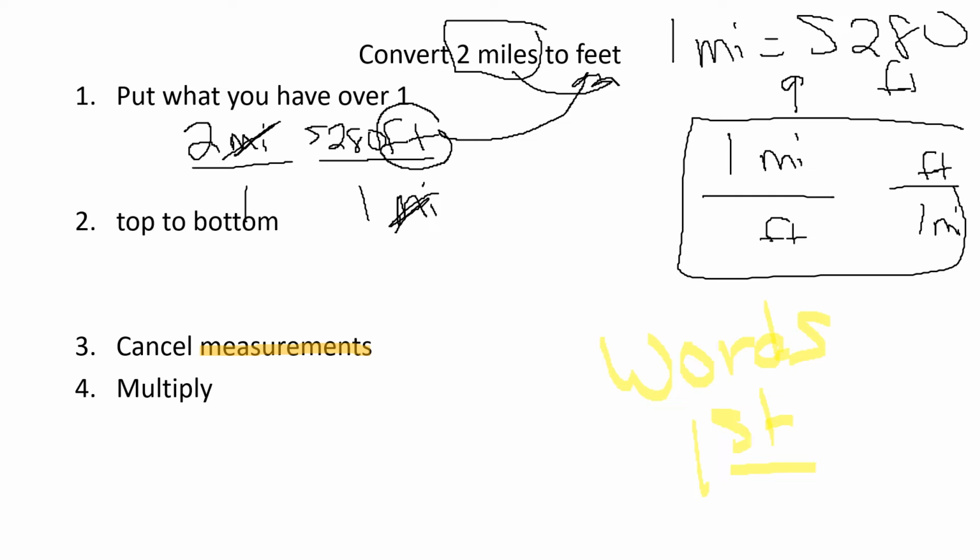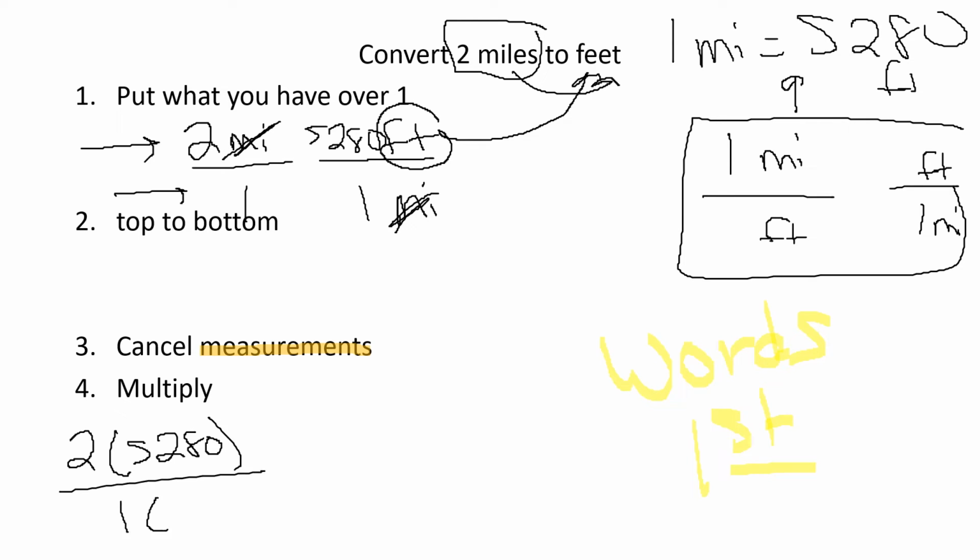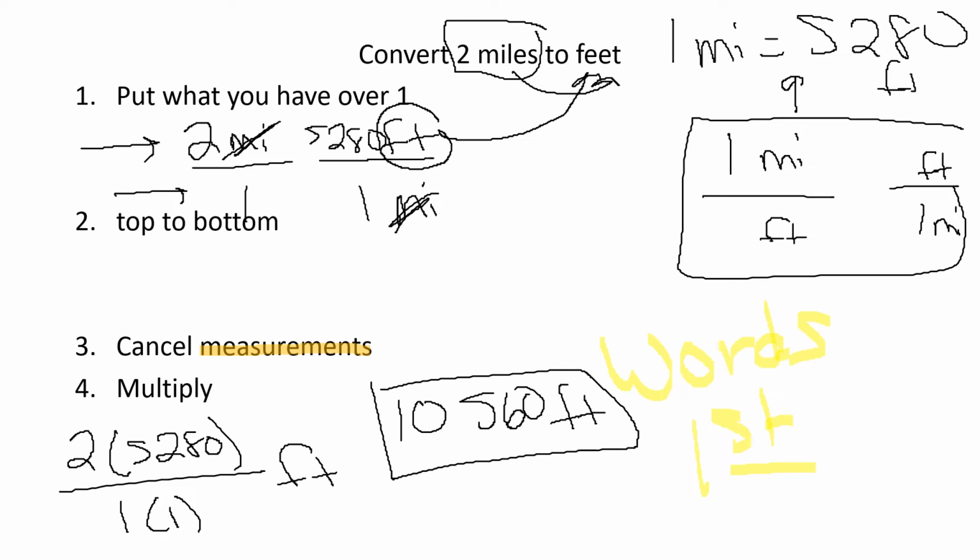Step 4 is to multiply. Top times top, bottom times bottom. 2 times 5,280 over 1 times 1, and my measurement that I'm left with is feet. I can't do that math in my head. I mean, I could do 1 times 1 in my head, but 2 times 5,280 gives me 10,560 feet over 1. That over 1 doesn't matter, and that is my answer. So the mathematics of this is not hard. If I know my measurements and I follow these steps, I'm going to get the right answer every single time.